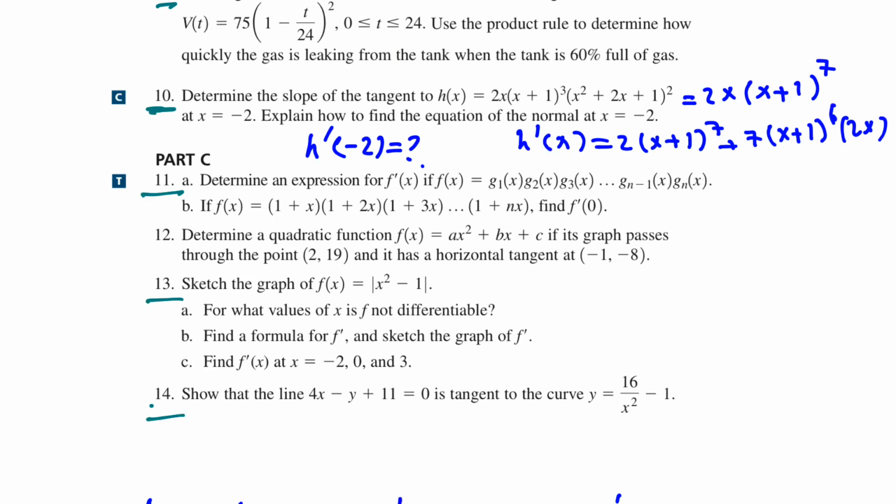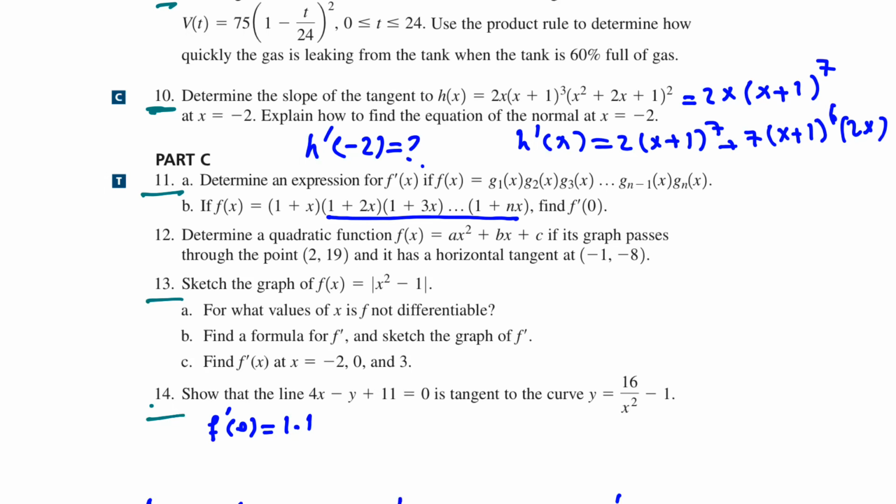f prime of 0 when f of x is 1 plus x times 1 plus 2x times 1 plus 3x times 1 plus nx. Notice that if we call the components g1, g2 to gn, g1 of 0 is 1, g2 of 0 is 1, and gn of 0 is 1. The derivative of this function is the derivative of 1 plus x, which is 1, times the multiplication of the other functions when x is 0.